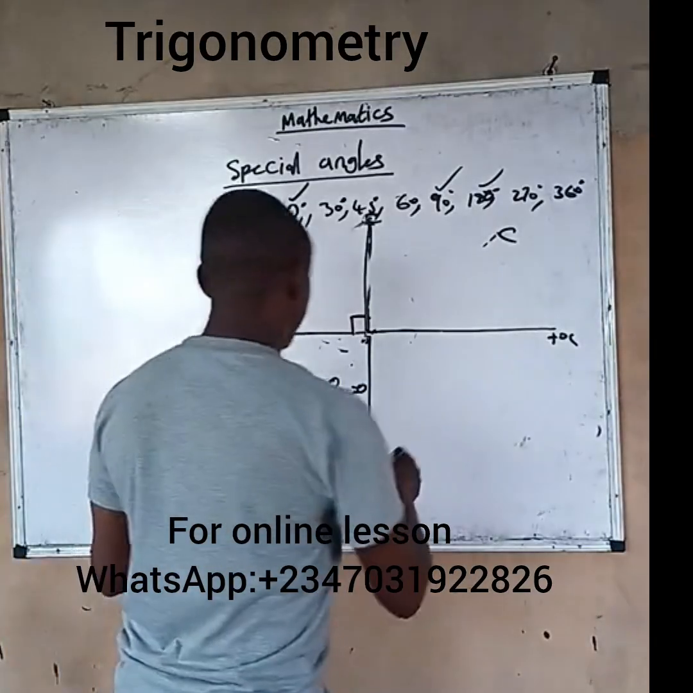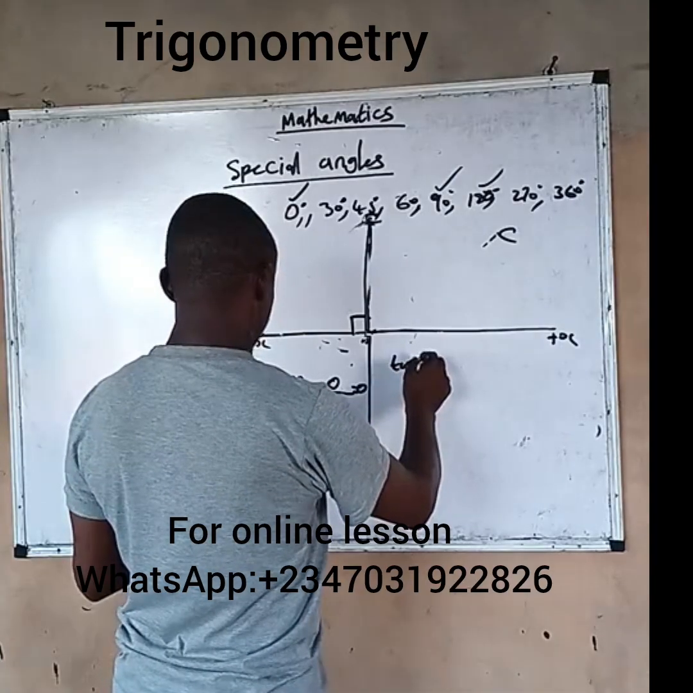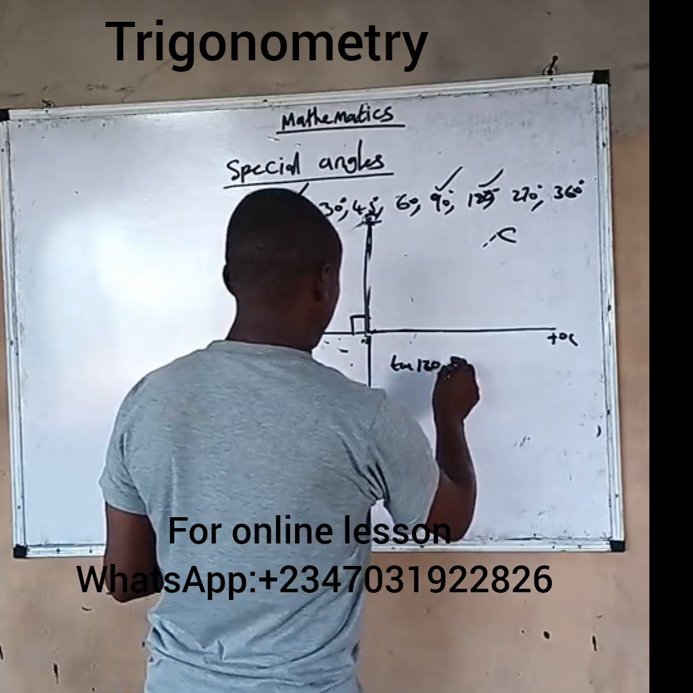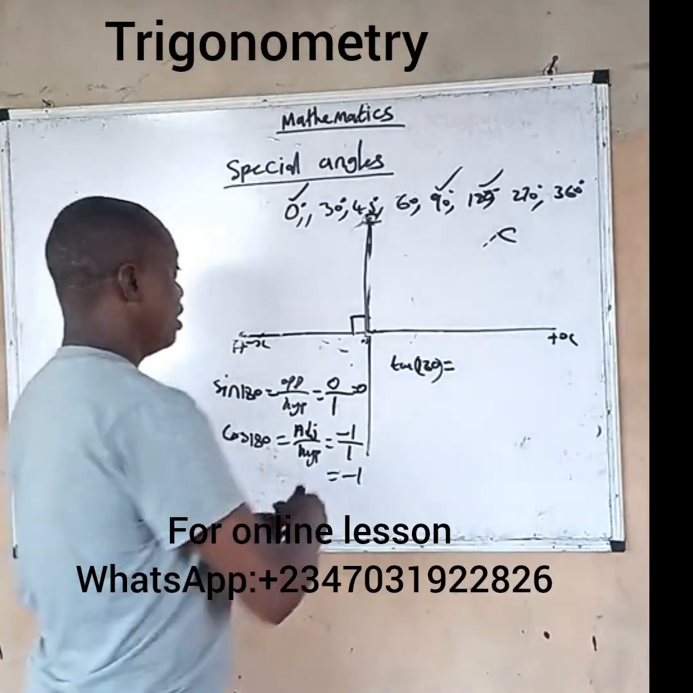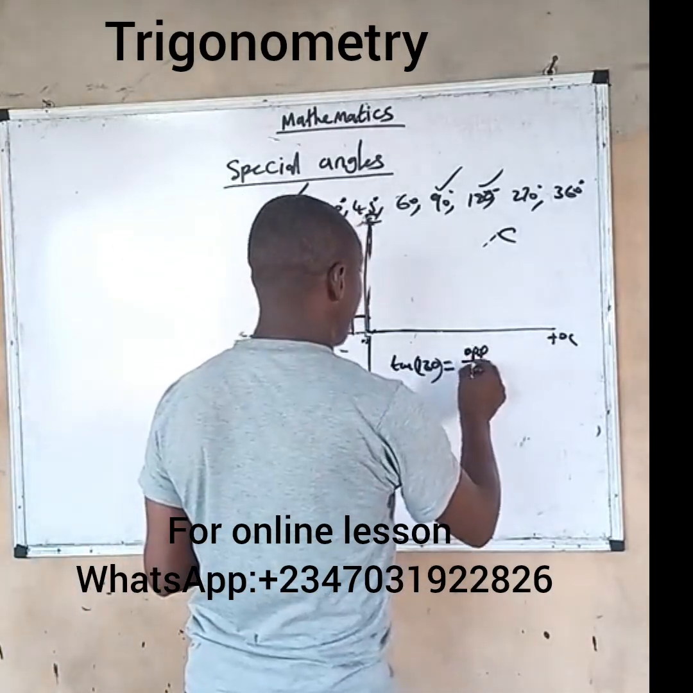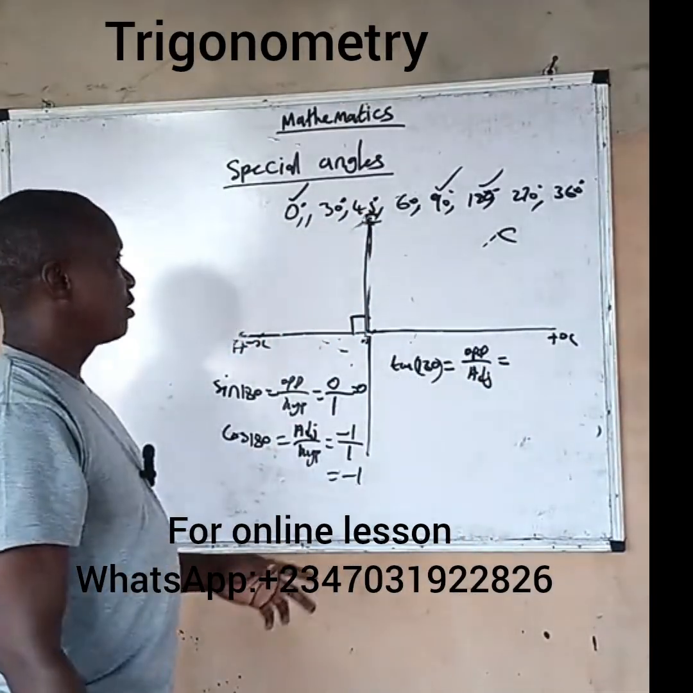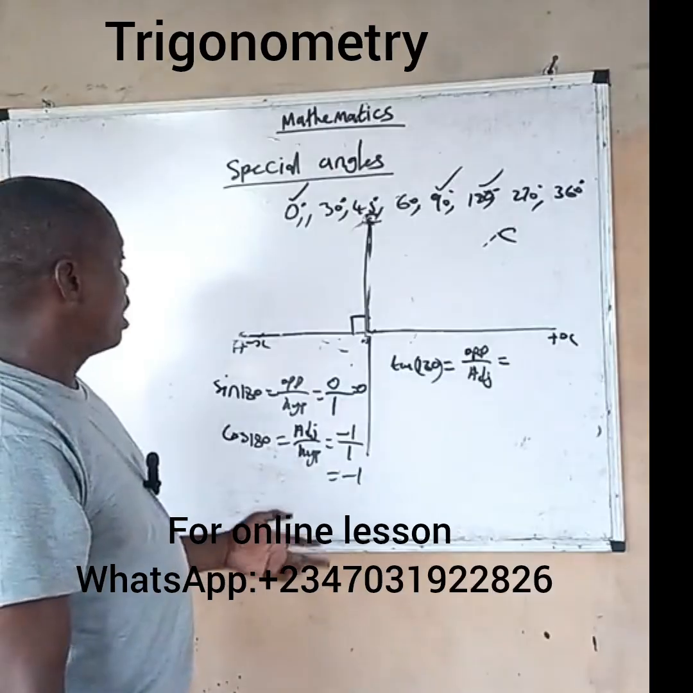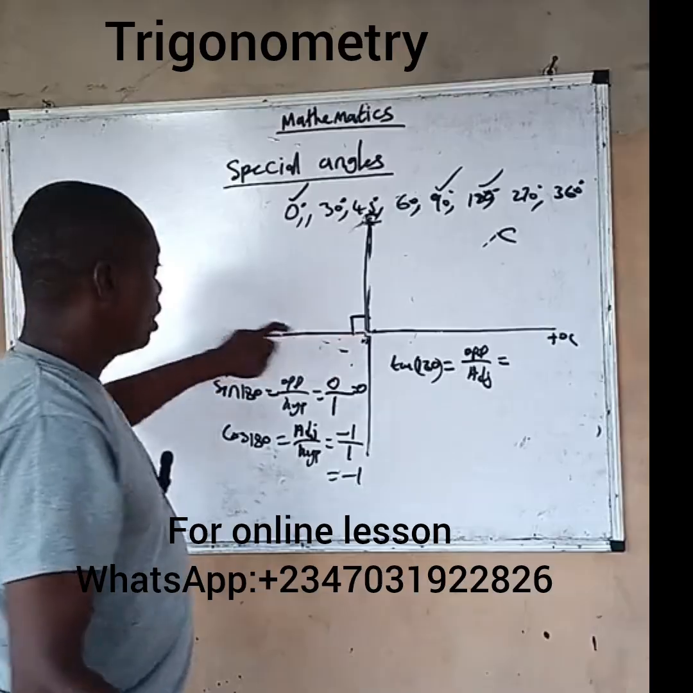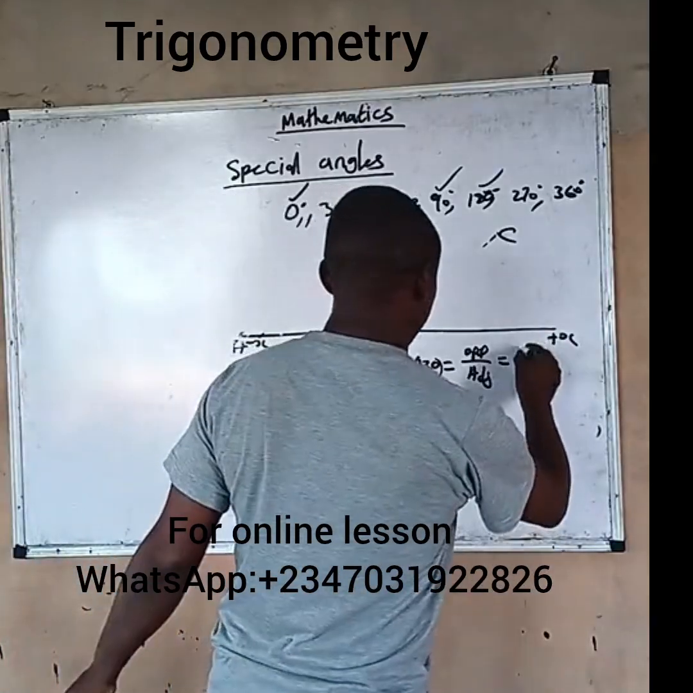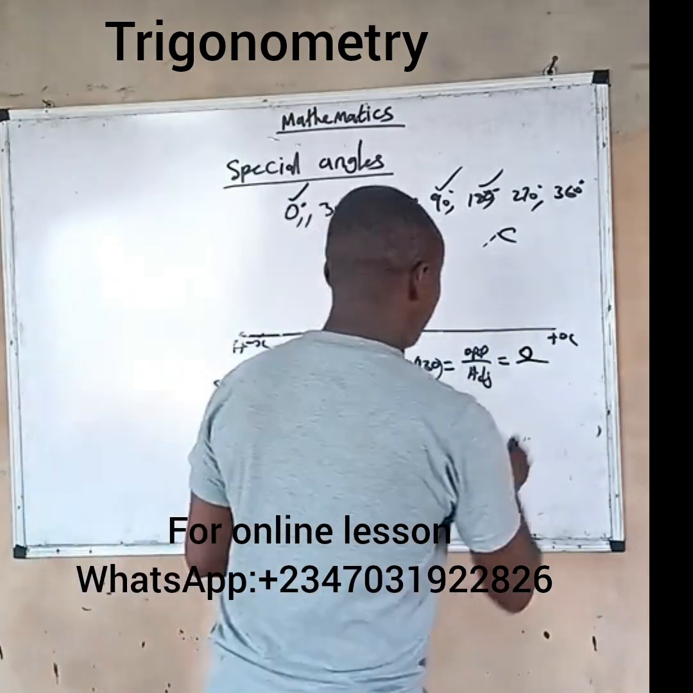Okay, then tan 180. Tan 180 degree, again, tan, as you know, is opposite over adjacent. Here is the opposite now. Remember that the opposite is usually the y component, and we are talking about 180. Your y component is 0, while your adjacent is minus 1.